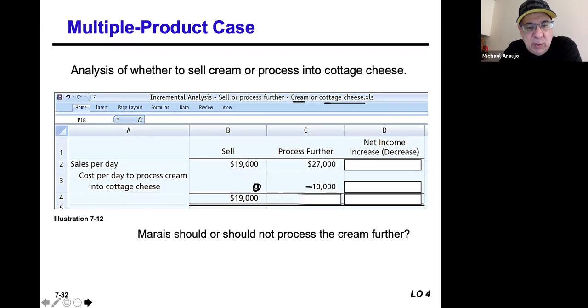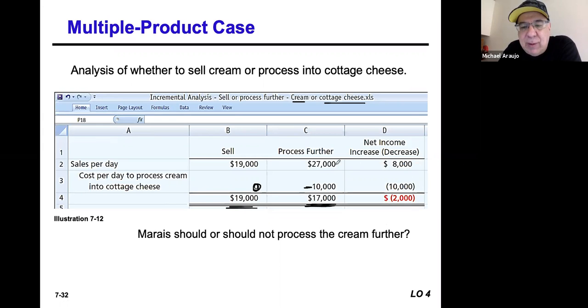So their profitability would be affected. If they just sell the cream as is, their profit would be $19,000, as you see. If they went ahead and processed the cream into cottage cheese, they would make a higher amount of revenue, $27,000, but they would add another $10,000 of costs. And so the net effect of processing the cream to cottage cheese is a profit of only $17,000. So basically speaking, in this case, they would add $8,000 of revenue, but they would also add $10,000 of costs. So if they just continued to process the cream into cottage cheese, that would be a $2,000 loss for them in this case.